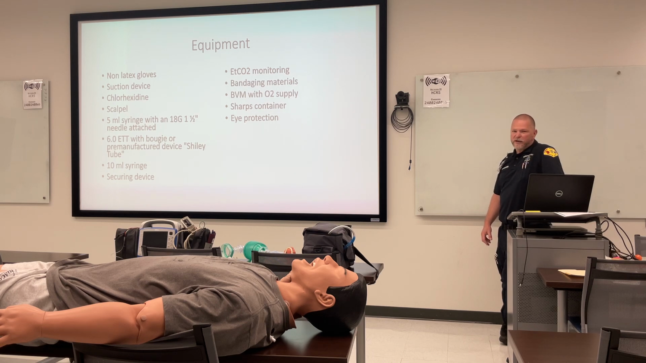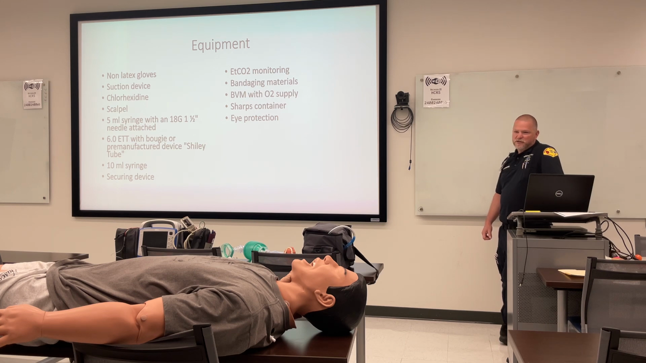The protocol we use here in Henderson County is using a needle attached to a syringe to go in first that finds your landmark. And then you either have a 6-0 ET tube or a pre-manufactured device like the Shiley tubes that we carry. You have a 10 mL syringe that inflates the balloon on the end of your cuff to secure it in the trachea. You have your securing device that secures the tube around the neck and keeps it from being dislodged.